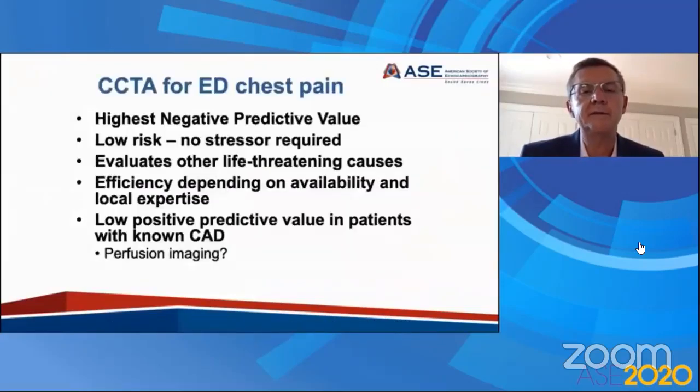So in summary, with the final slide, CT is a technique that has a very high negative predictive value. It's low risk, no stressor required. It evaluates other life-threatening causes of chest pain. The efficiency of using CT depends on the availability and the local expertise. It has a low positive predictive value, however, in patients with non-coronary disease.